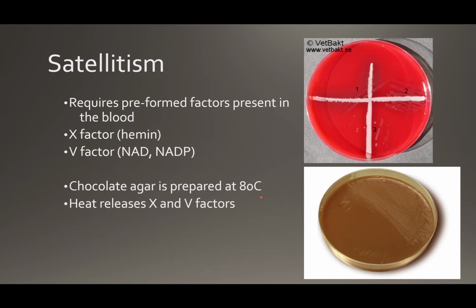These two factors can be present in chocolate agar as well. This is prepared by using blood agar heated to 80 degrees, and the heat will release these two factors. So the bacteria will also grow here. This is Haemophilus on chocolate agar. They appear as very small colonies.